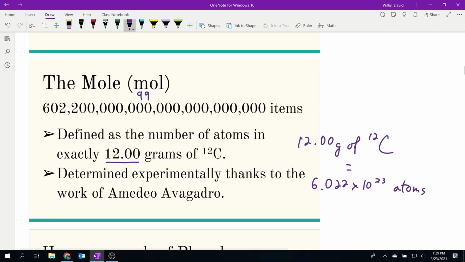All right. So 12 grams. Now 12 grams is kind of reasonable. That's like if you rip open a hot chocolate package and you've got that much powder inside. If you had maybe 2 hot chocolate packages, that would be about 12 grams of carbon. So when you have that much carbon, you actually have that many atoms of carbon. Just something curious and interesting to think about.